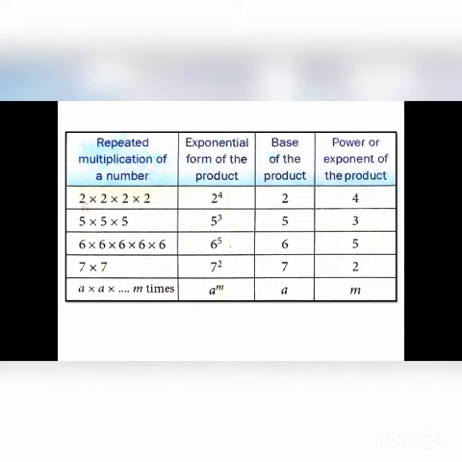Let's take one more example. A multiply A multiply A, m times. Here A raised to the power m is the exponential form of the product, and A is the base of the product and m is the power or exponent of the product.